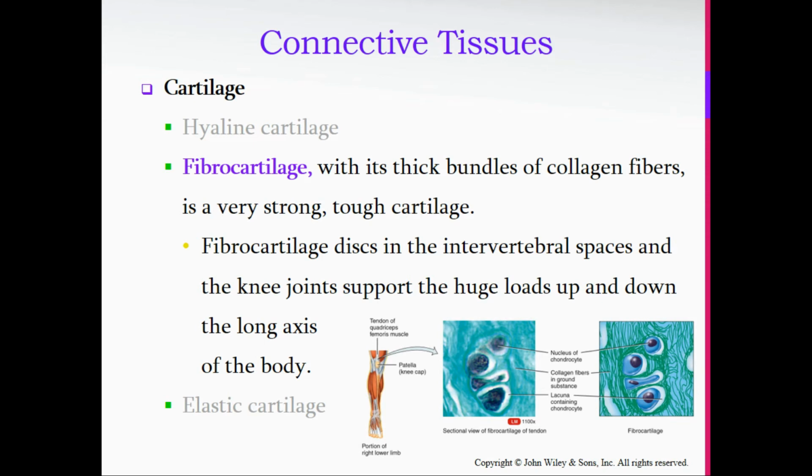So if you've ever known someone who said, oh, I slipped a disc, that's what they're talking about: the cartilaginous discs in between their vertebrae. They help make up part of the knee joint and support huge loads up and down the long axis of the body. These are the ones that your fibrocartilage is going to help hold the knee together.